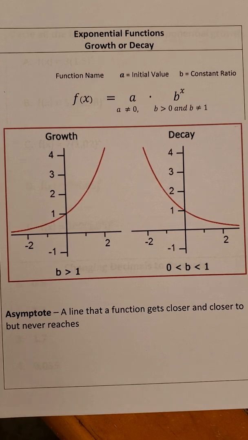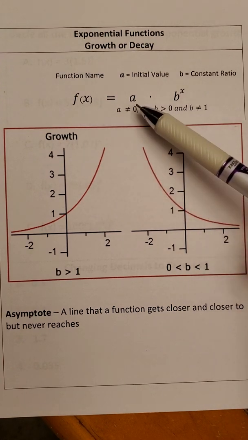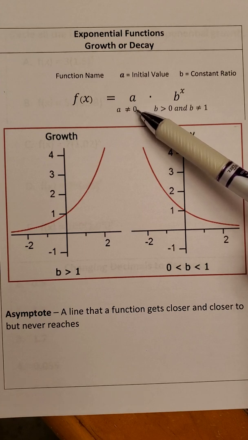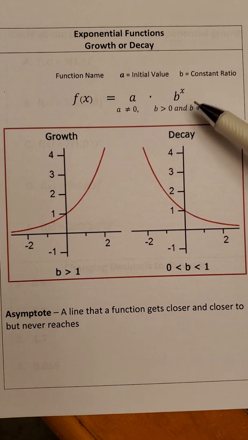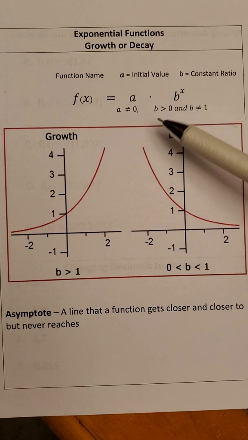What we want to know today is how can you look at it and tell whether it's a growth or decay? Let's remember, f of x is just the function name. A is the initial value. That's what you're starting with. We talked about that last time. A can never be 0. If it's 0, then the whole thing is 0, so nothing's going to grow or nothing's going to decay. So A will never be 0, but it can be anything else.